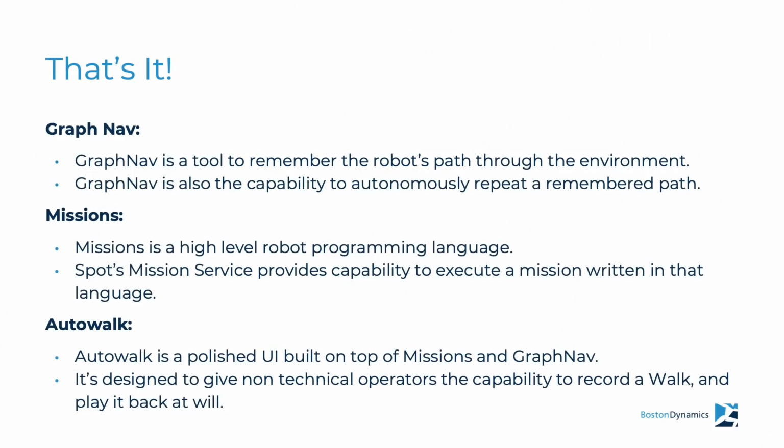And that's it. So what did we talk about today? GraphNav. GraphNav is a way to remember the robot's path through the world and to play that path back. Missions. Missions is a high-level programming language that the robot can execute. Autowalk is a polished UI built on top of the missions and GraphNav services.